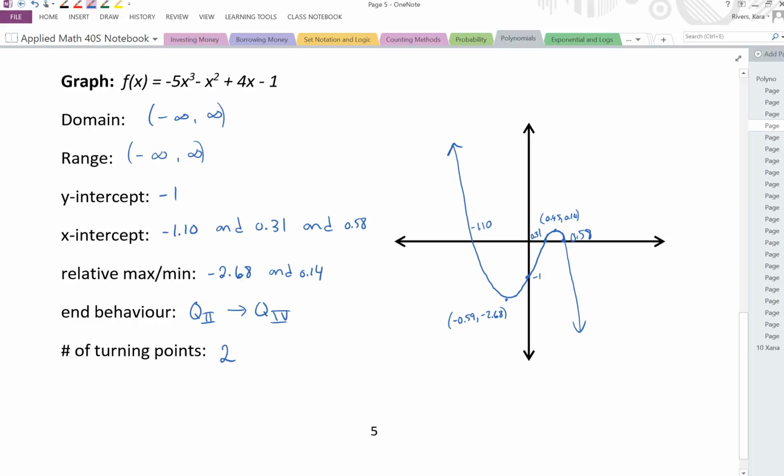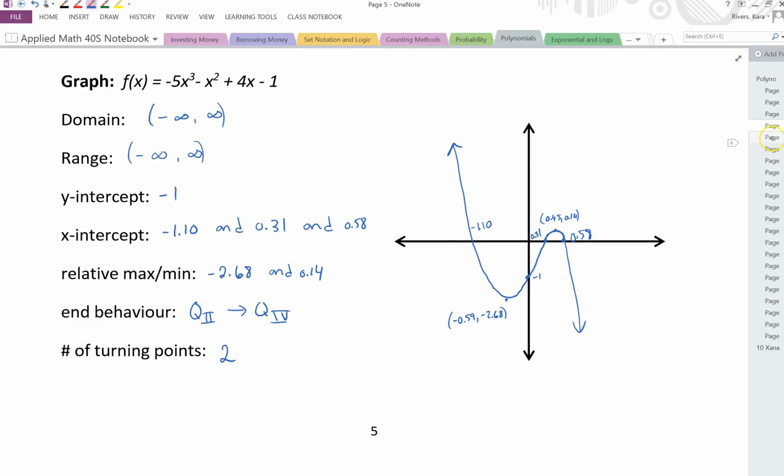In detail here, the domain goes from negative infinity to infinity. So does the range. My y-intercept is negative 1. I've got my 3 x-intercepts, and I've listed them all and labeled all 3 of them on my graph. The relative max and relative min, and the end behavior goes from quadrant 2 to quadrant 4, and again there's 2 turning points. So sometimes it's not finding the pieces, but what kind of window do I need in order to showcase all of the features of that graph.